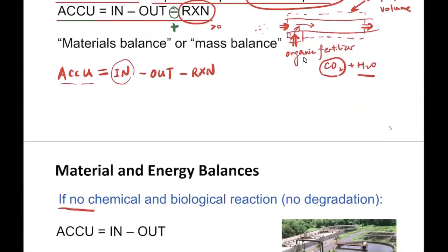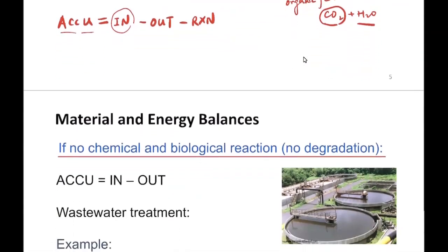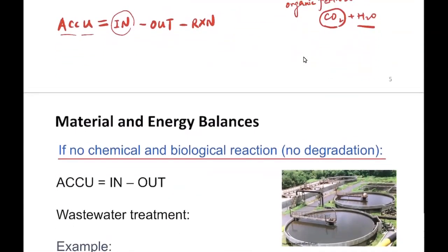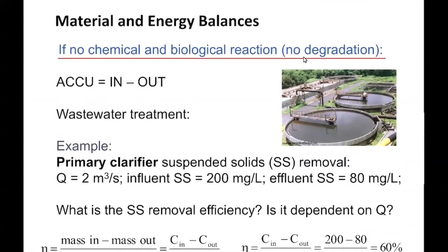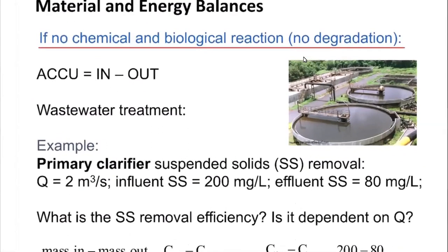So first, let's think of a system where there is no chemical reaction. Basically, there's no chemical or biological reactions, so there's no degradation of the material. A simple example for this system is the first step of a wastewater treatment plant. The example is called a primary clarifier.